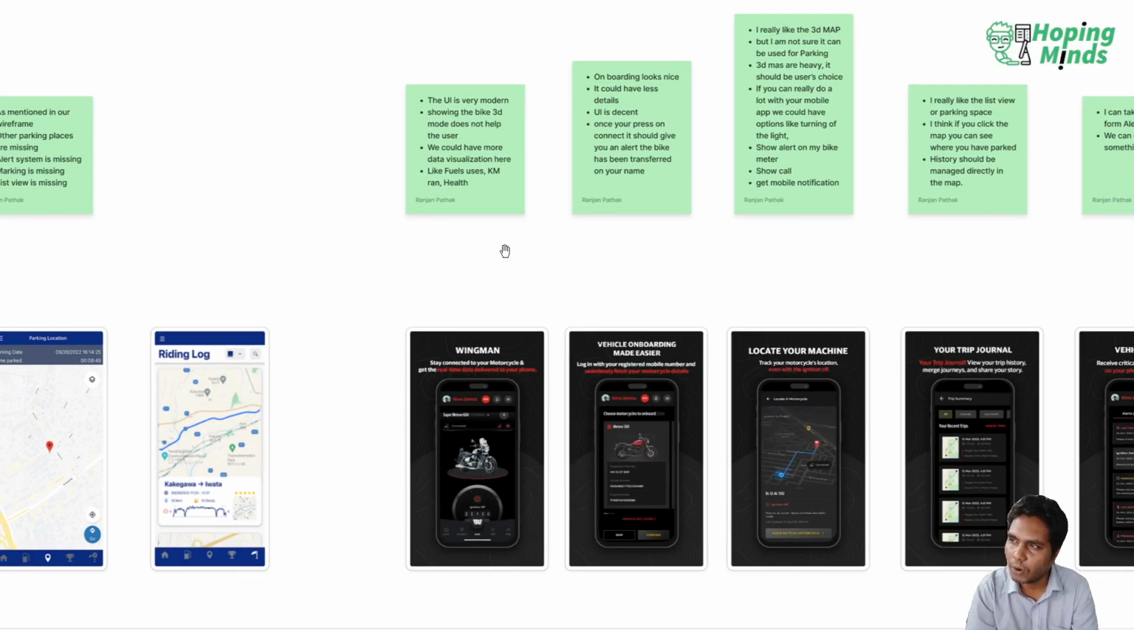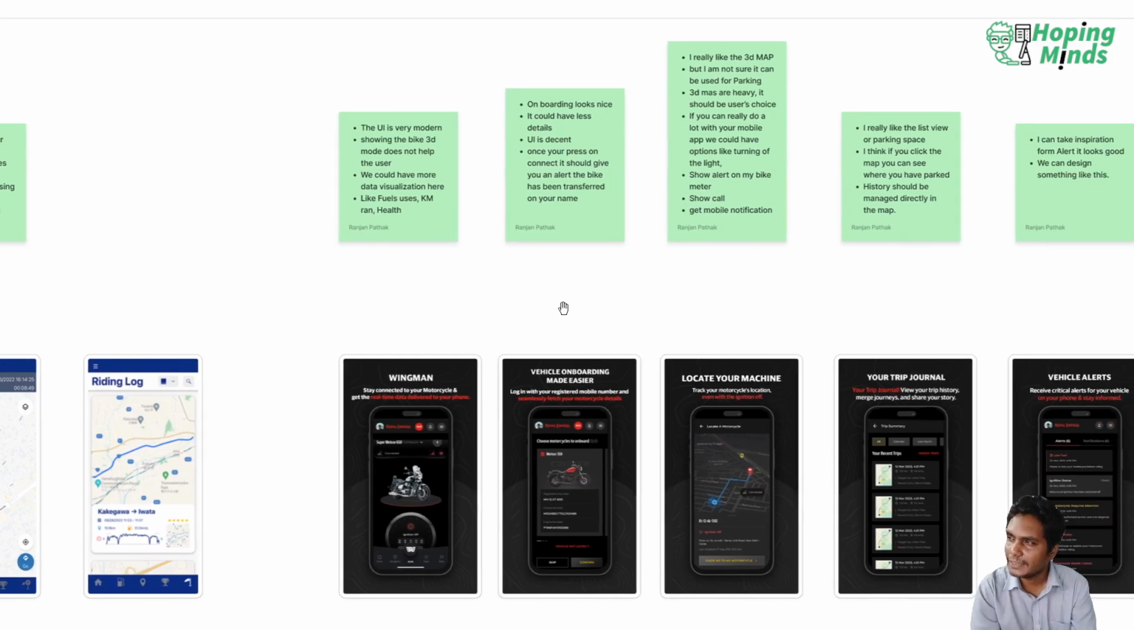The UI is very modern, showcasing the bike. 3D mode does not help the user. Good and bad both. We could have more data visualization here, like fuel, kilometers used, kilometers run, and health. Onboarding looks nice. It could have less detail. UI is decent. Once you press on connect, it should give you an alert: the bike has been transferred to your name.